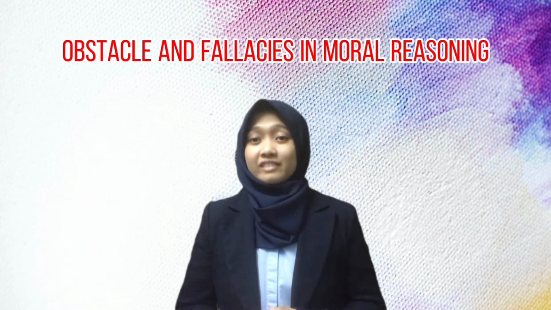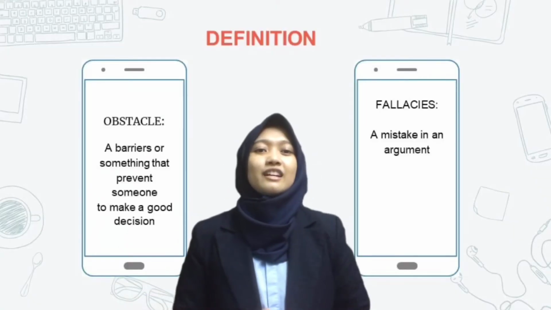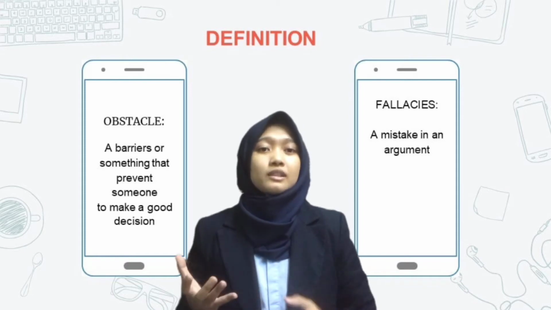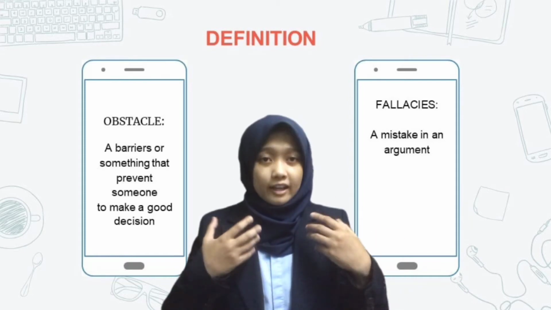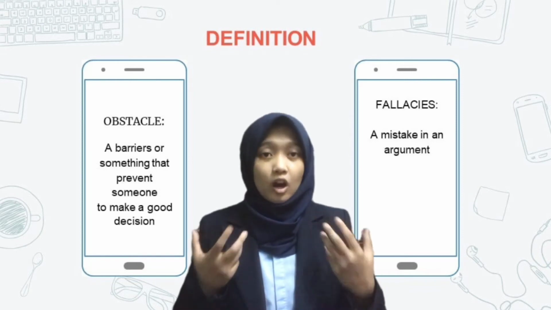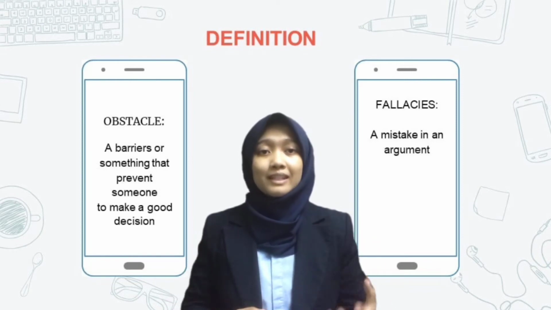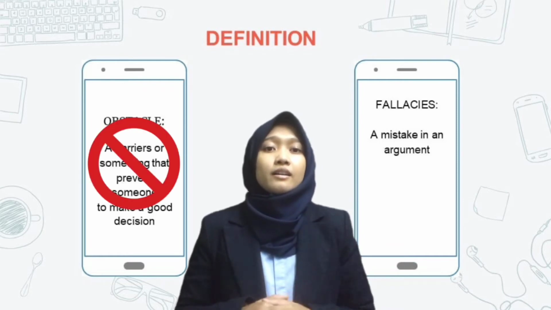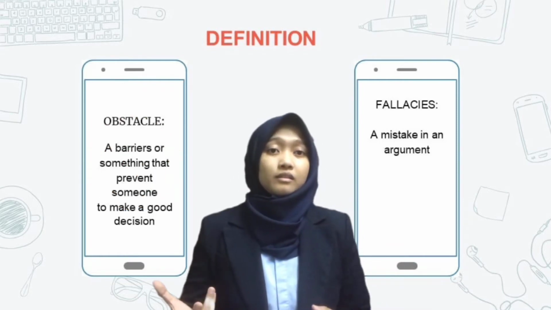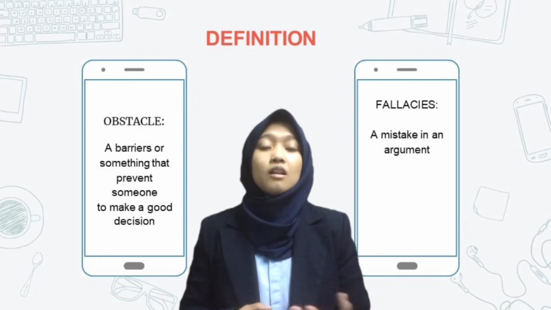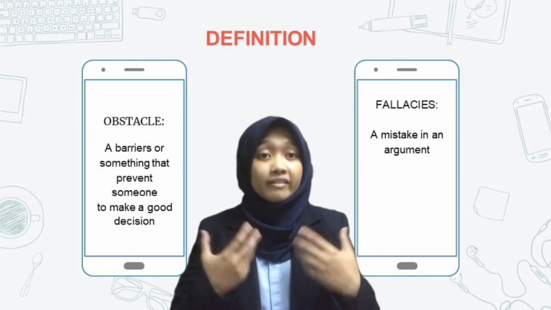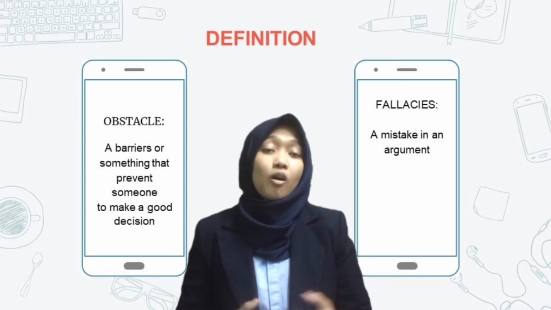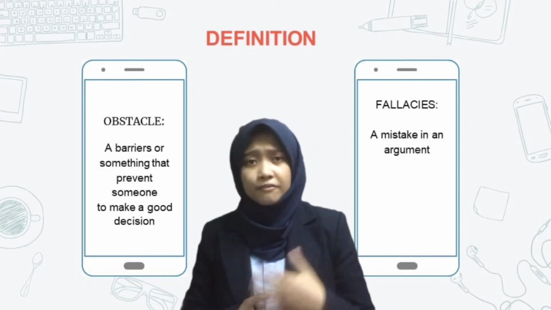My name is Farhana binti Abdul Rahim and I'm going to share with you obstacle and fallacy in moral reasoning. Before I start to explain more details in obstacle and fallacy, I'm going to explain the definition. What is obstacle? Obstacle refers to something that blocks or prevents action or progression. In this context, obstacle refers to something that prevents someone from carrying out a game plan of moral reasoning.